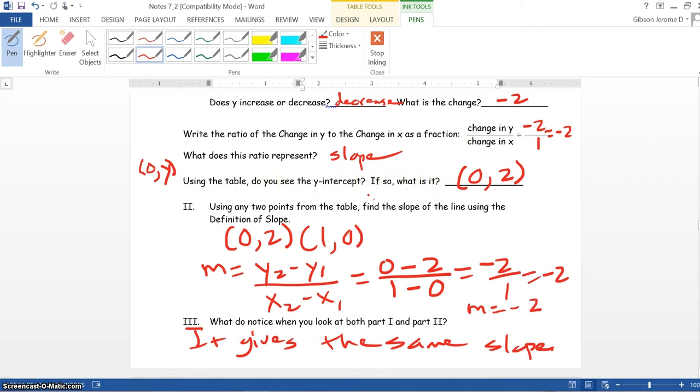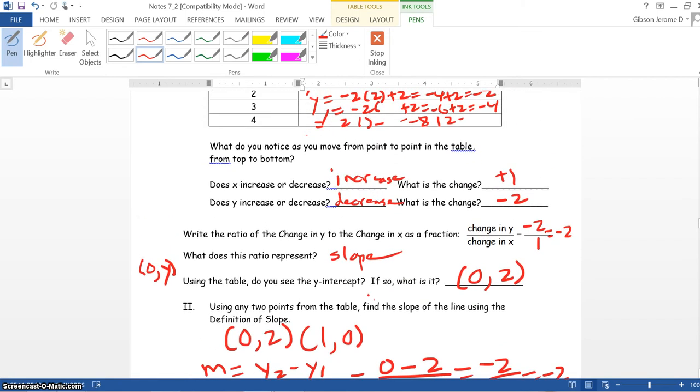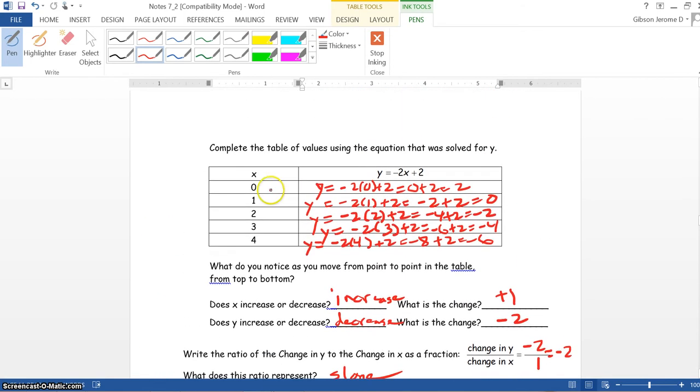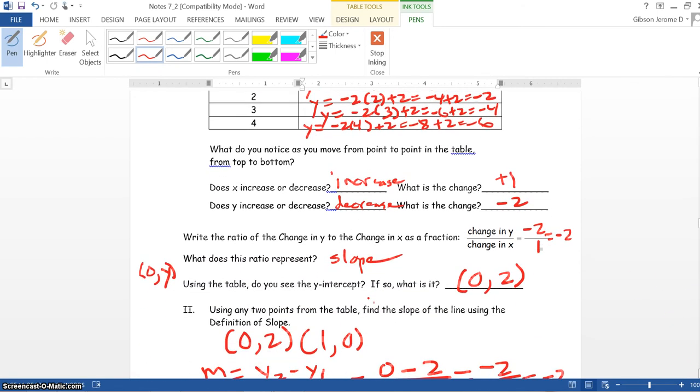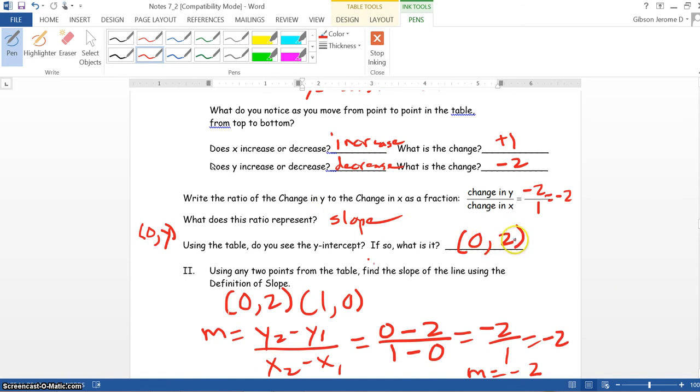If we go back up here to the table, the y-intercept is when x is 0 and we find the y value. So x is 0 and y is 2. So when we scroll down here, we have (0, 2). That would be our y-intercept. And it's denoted here, the y-intercept has 0 for x and then whatever value for y. Now we go here to problem 2.